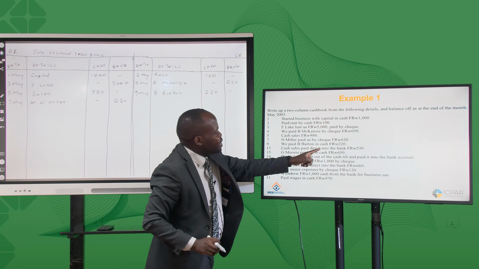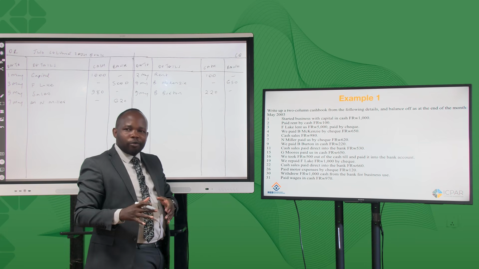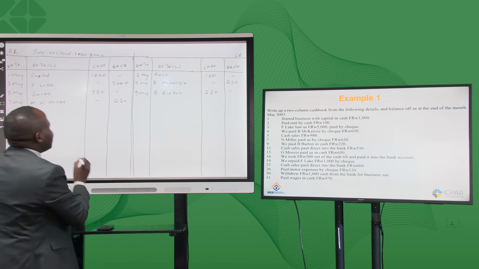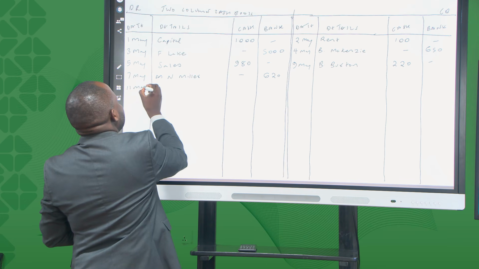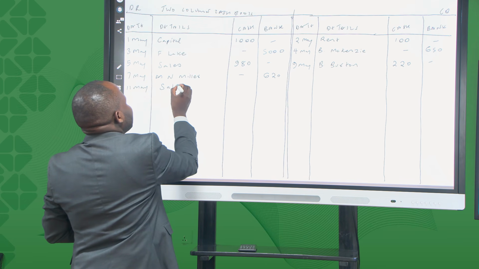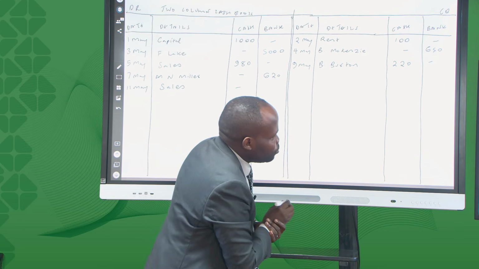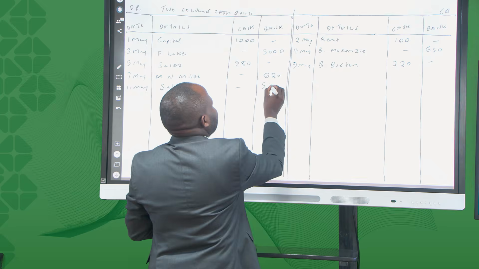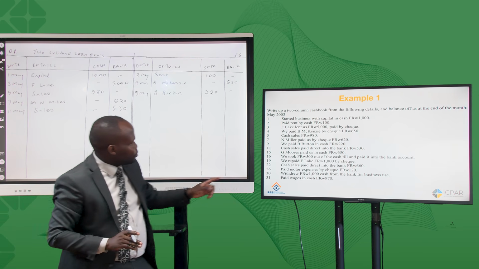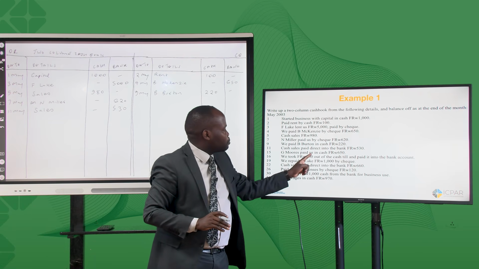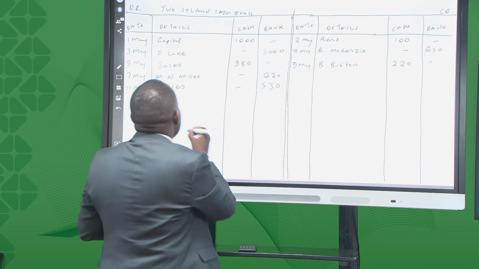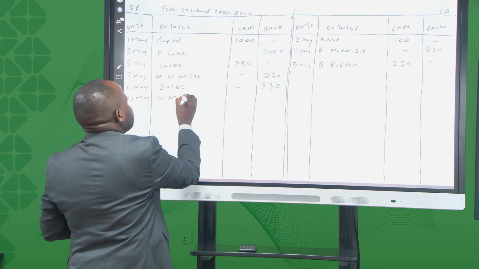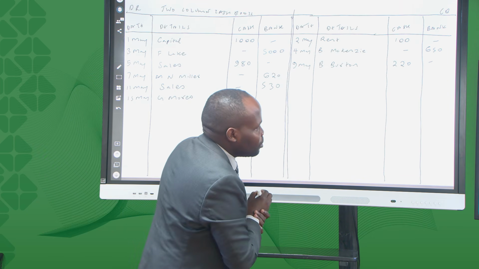Next, cash sales paid direct into bank. There were sales that were made and paid direct into bank. How much? 530. So 11th May, cash sales direct into bank. It went into bank. So that is 11th, 530. Next, G. Mose paid, as we received, by cash, 15th May.